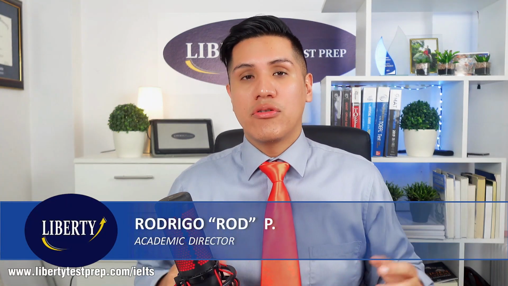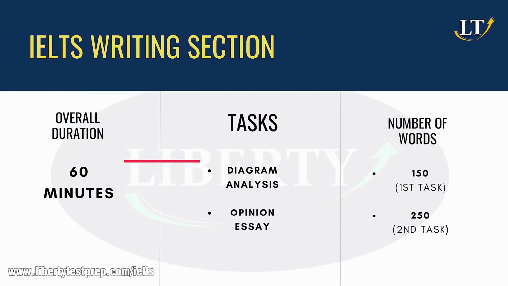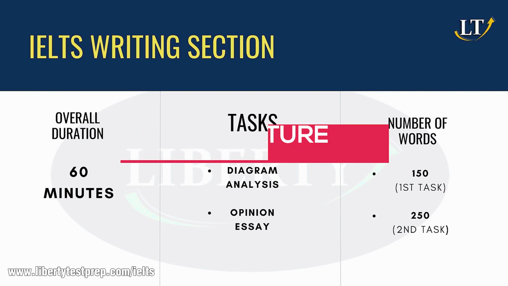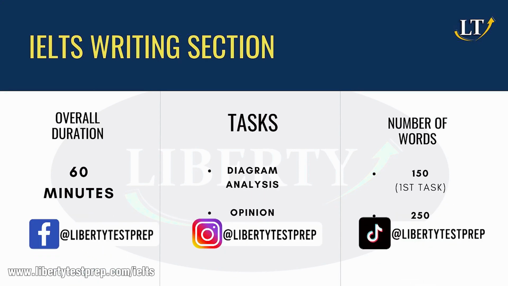So the first thing we're going to see here is the structure for this writing section. Okay, so this is the structure for the writing section of the IELTS. Overall, you get 60 minutes to write 2 essays. Okay, you're going to write 2 essays. The first one is a diagram analysis, and the second one is the opinion essay.